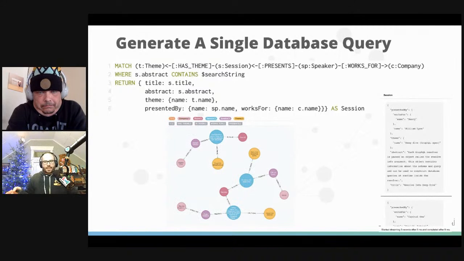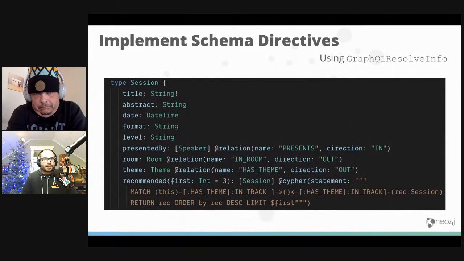Cypher, though, has a nice feature called a map projection, which allows us to shape the return structure of the database query to match exactly the selection set in GraphQL. So just like in GraphQL, where you're only returning the fields that have been requested in the selection set, we can do that in Cypher as well and return an object basically that matches exactly the data that our GraphQL server expects to be able to resolve the GraphQL request.